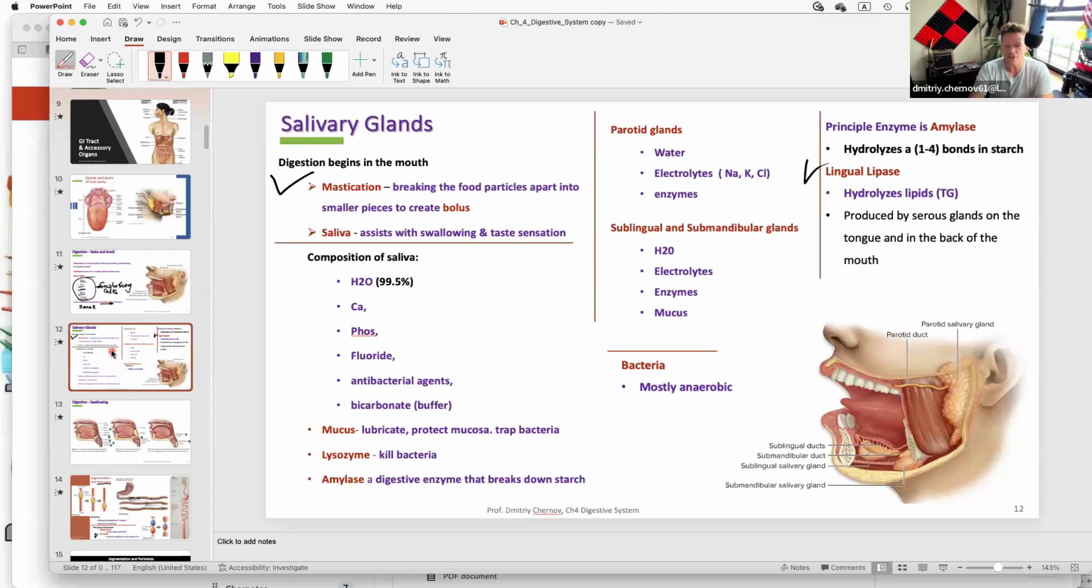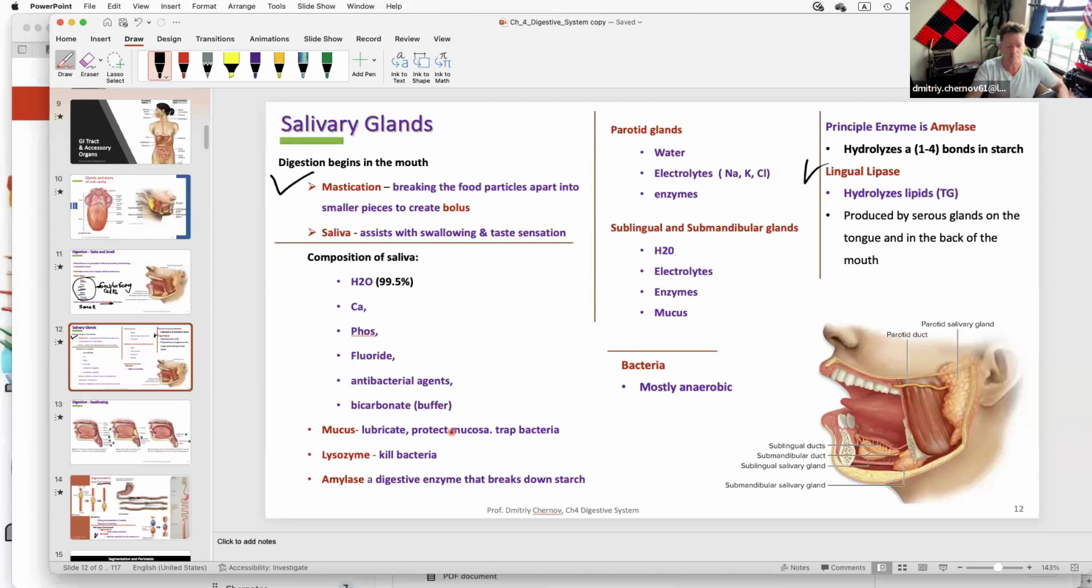So the composition of saliva is by far complex. It has water, calcium, phosphorus, fluoride, antibacterial agents, and buffer. We release buffer from the pancreas into the small intestine to neutralize chyme. But we also produce buffer, bicarbonate, within the oral cavity to protect enamel and the lining of the oral cavity, because when you're chewing foods, there are some acidic foods.